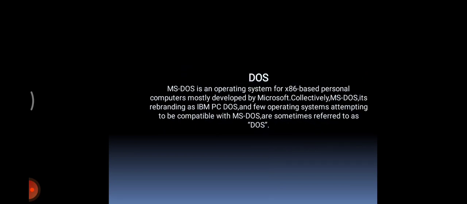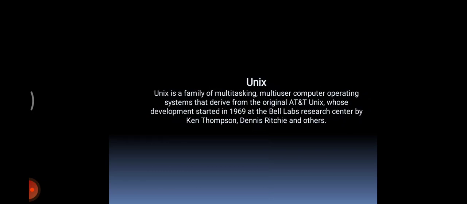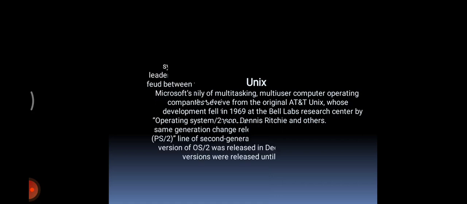The fourth is DOS. MS-DOS is an operating system for x86 based personal computers mostly developed by Microsoft. Collectively, MS-DOS, rebranded as IBM PC DOS, and a few operating systems attempting to be compatible with MS-DOS are sometimes referred to as DOS. Fifth is Unix. Unix is a family of multitasking, multi-user computer operating systems that derive from the original AT&T Unix, whose development started in 1969 at the Bell Labs Research Center by Ken Thompson, Dennis Ritchie, and others.